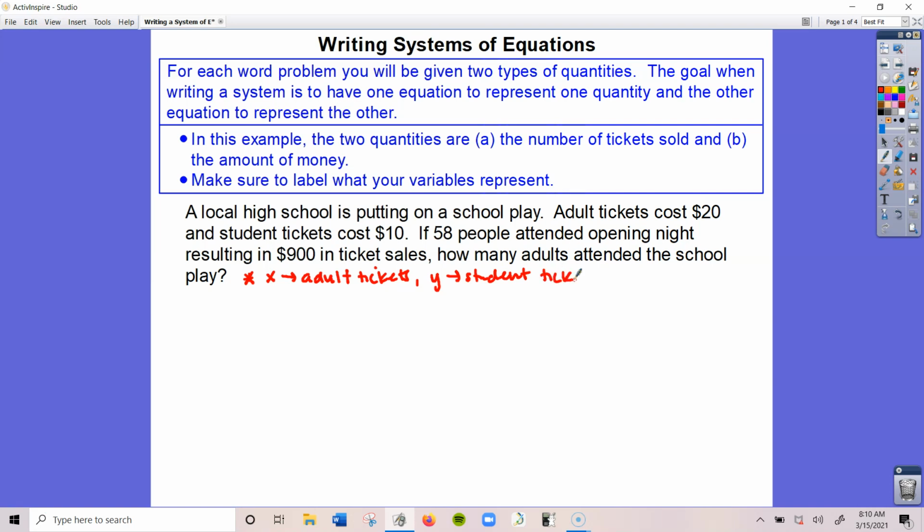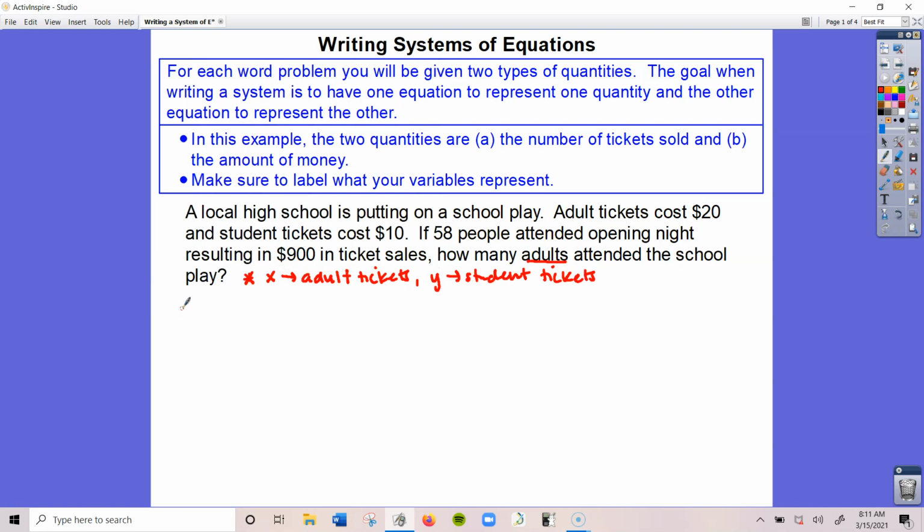Now, it doesn't matter which variables you choose. You could have used A and S if that makes it easier for you to keep track of what the variables represent. So A for adult, S for students, that's fine as well. You can use any variables, it does not matter, because either way, the end goal here is to get that answer, which in this case is how many adults attended the school play. So we're not looking for both the variables, we're only looking to solve for, in this case, X.